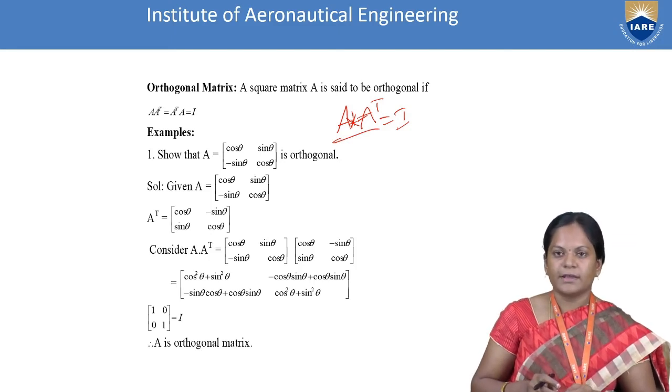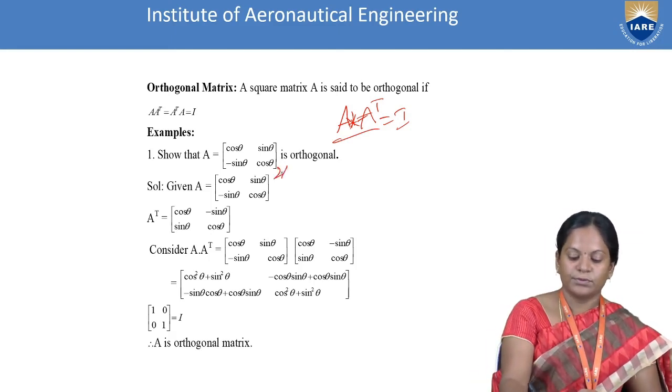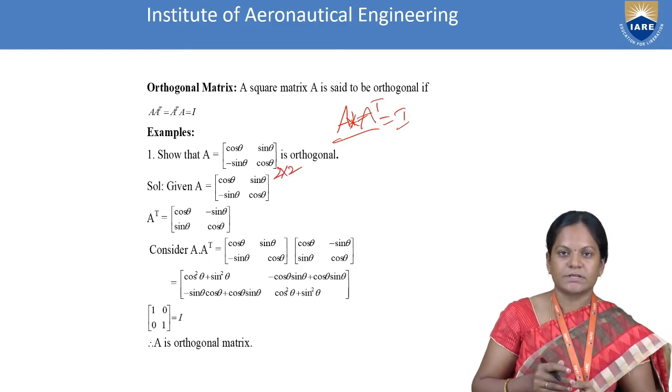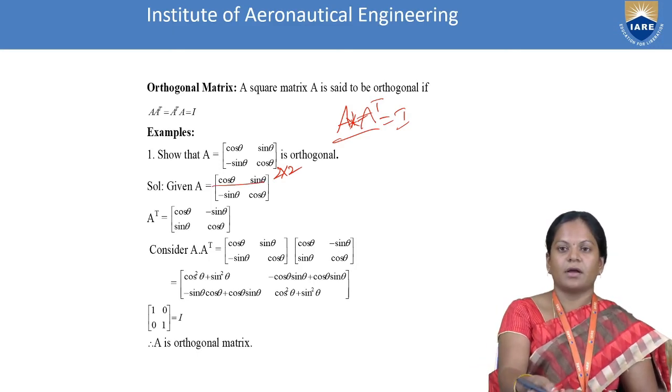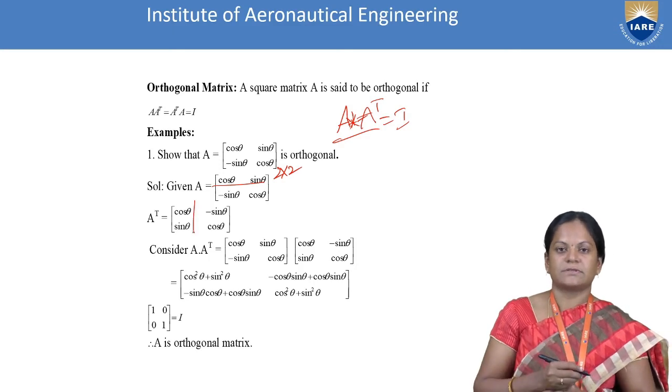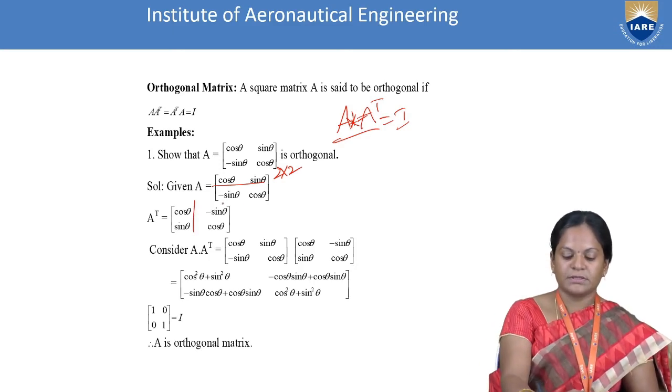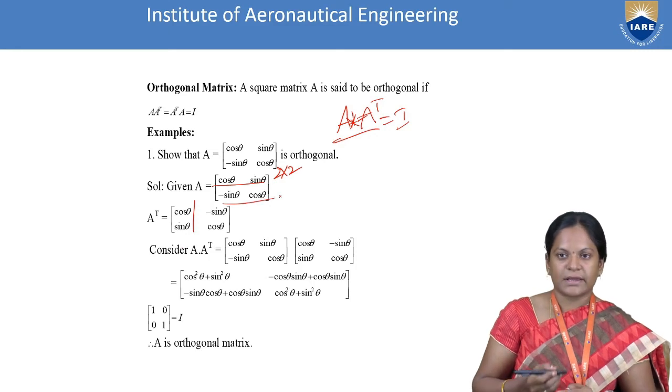I am taking here one example of order 2 by 2. A is cos theta, sin theta, minus sin theta and cos theta. Now we have to show that this is an orthogonal matrix. Before checking orthogonality, we have to take the transpose of capital A. What is the transpose of A? Interchanging rows into columns. The first row is cos theta and sin theta, so I am writing it as the first column, cos theta and sin theta. The second row is minus sin theta, cos theta, and the second column is minus sin theta, cos theta.